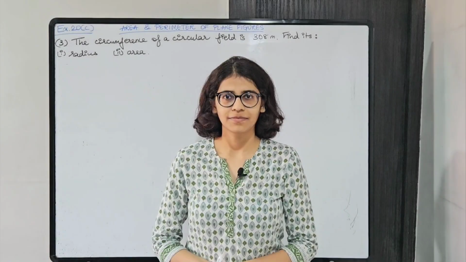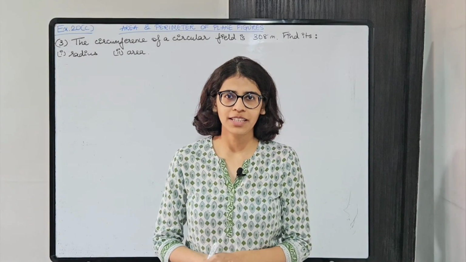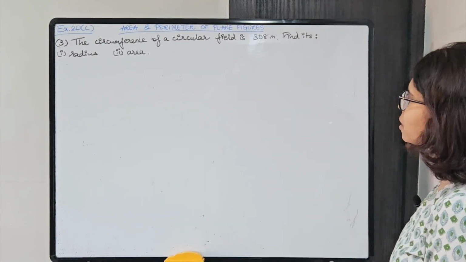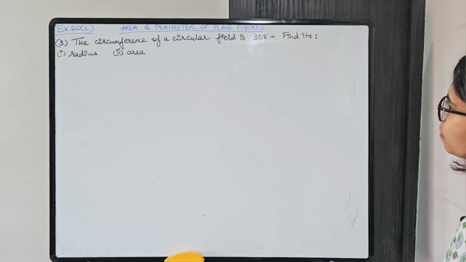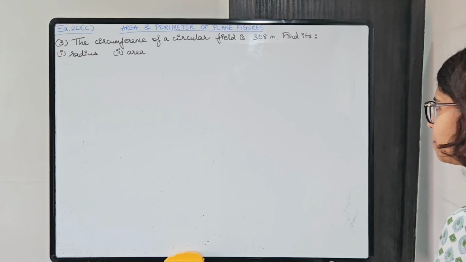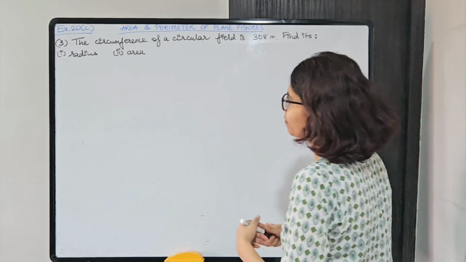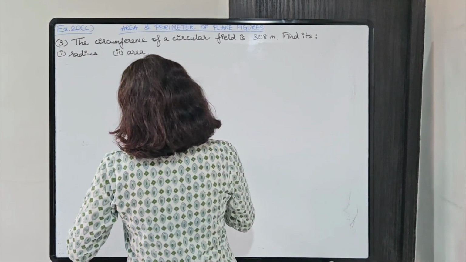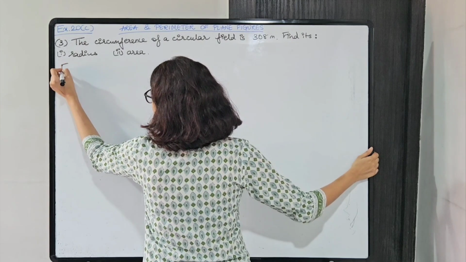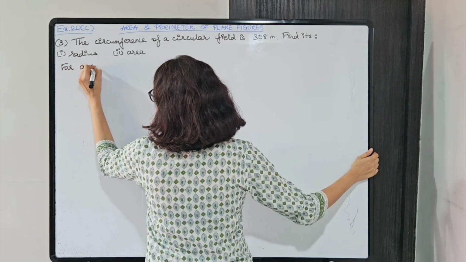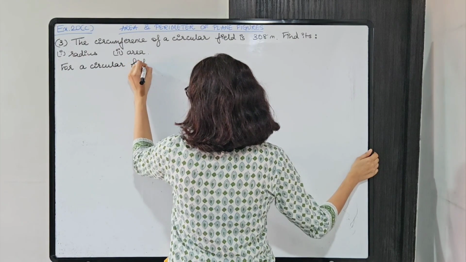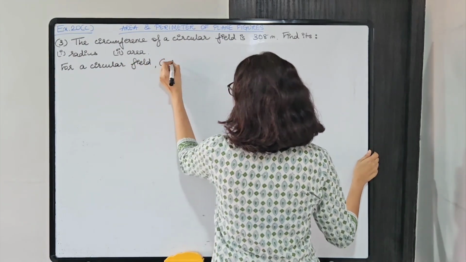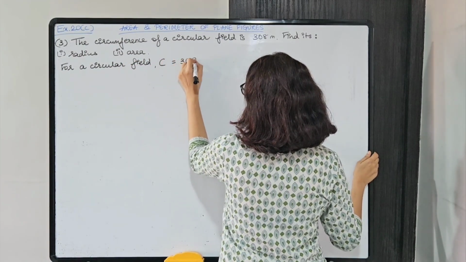Okay, next question, question number 3. The circumference of a circular field is 308 meter. Find its first part radius and second part area. ये भी बहुत easy है. Write down the given first. For a circular field, circumference दिया है, it is 308 meter.